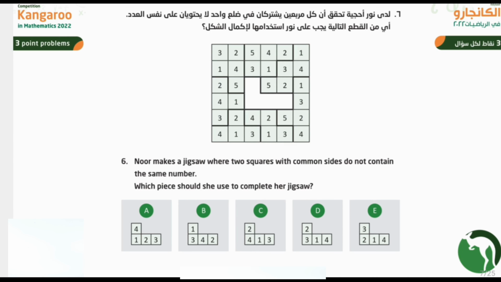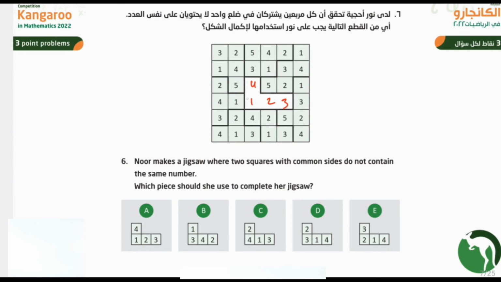Okay, now in question number 6, Noor makes a jigsaw where 2 squares with common sides do not contain the same number. Which piece should she use to complete her jigsaw? Okay, to solve these questions, let's try one by one. So if we use A at first, we will put here 4, 1, 2, and 3.